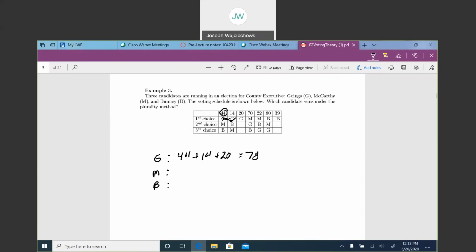Okay, now we look at McCarthy. McCarthy has the 70 here and the 22 here, which is 92. Then lastly, we look at Bunny, who has the 80 here and a 39 here. This is 119. So in this case, Bunny is the winner. And that's how it's done.